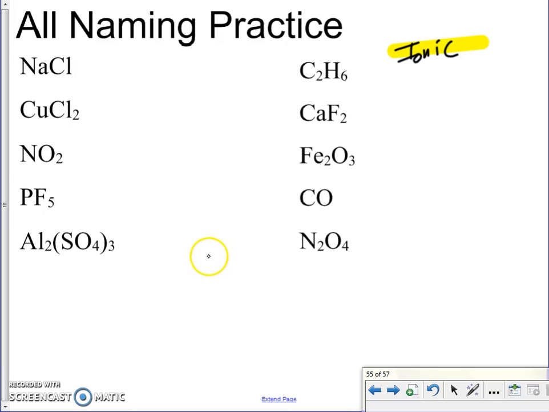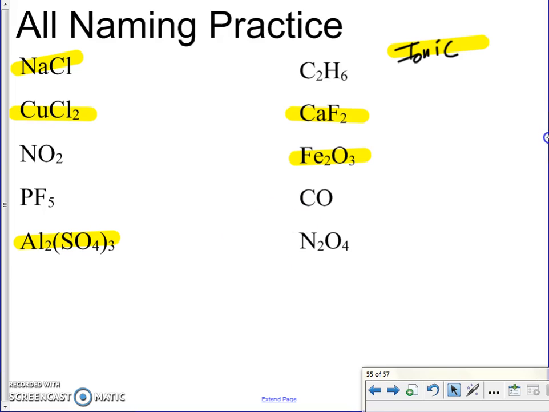So in this case, how do we identify if something's ionic or something's covalent? Remember, ionic compounds start with metals or NH4, ammonium. So I'm just going to go through my list and see, oh, sodium, that's a metal, that's an ionic compound. Copper, that's a metal, ionic compound. Nitrogen, oh, that's not a metal, that's covalent. I'm going to leave that one alone. Phosphorus, also not a metal, must be covalent. I'm leaving it alone. Aluminum sulfate, okay, aluminum metal, so I'm going to highlight it. Carbon's non-metal, I'm going to leave alone. Calcium's metal, going to highlight. Iron's metal, going to highlight. Carbon's non-metal, I'm going to leave it as covalent. Nitrogen's non-metal, I'm going to leave it as covalent.